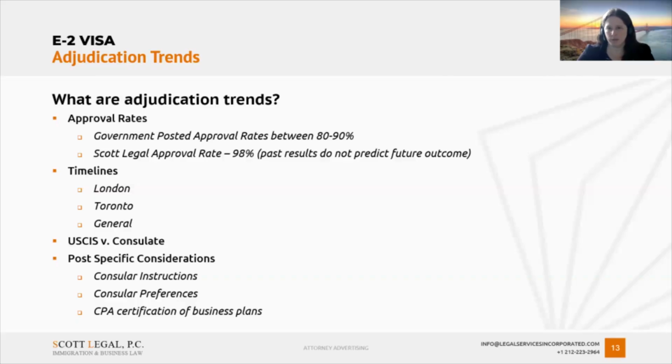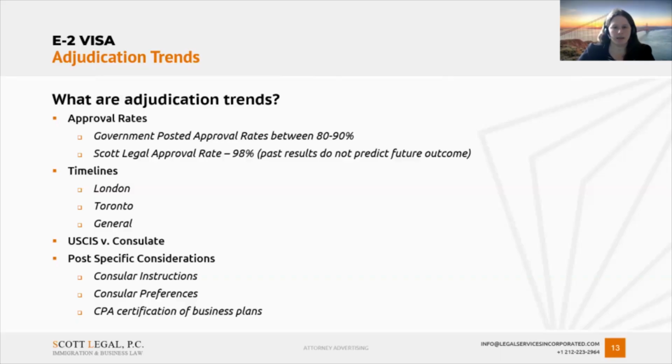In particular, taking away the interview waiver option means that consulates have to interview more people. And that means the same number of officers, or fewer officers, interviewing significantly more people. So we are expecting to see delays. If you do want to apply for an E2, keep this timing in mind and apply early.